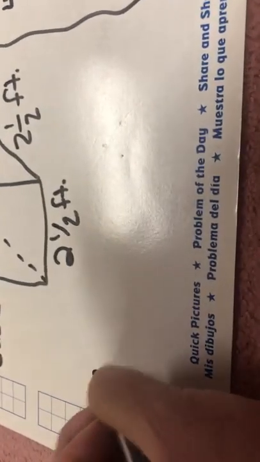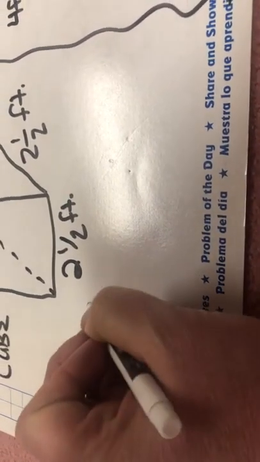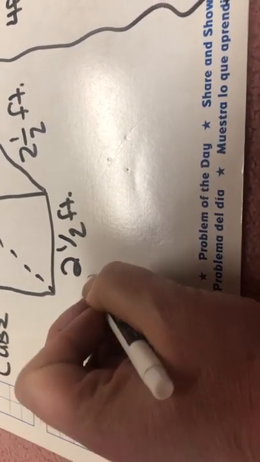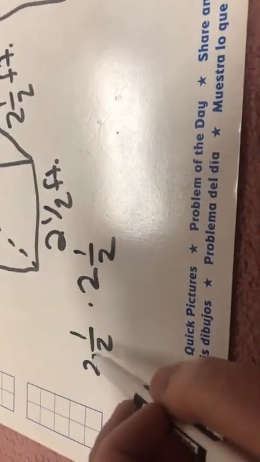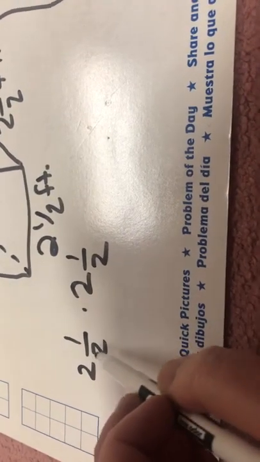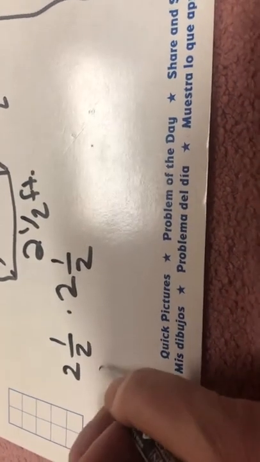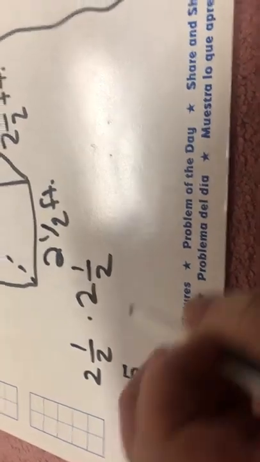So I'm going to come down here, 2.5 being multiplied by 2.5. Okay, 6th grade, this is not a lesson on multiplying fractions and mixed numbers. But we should remember that everything has to become a fraction. 2 times 2 is 4, plus 1 is 5. It's going to become 5 over 2.